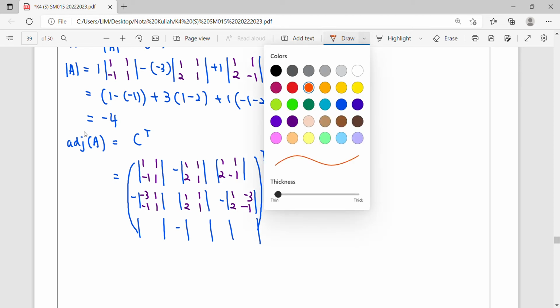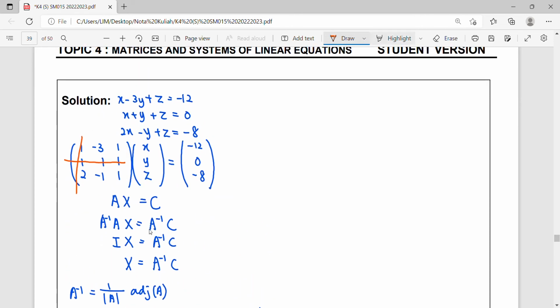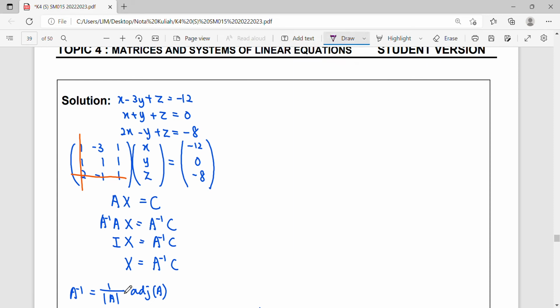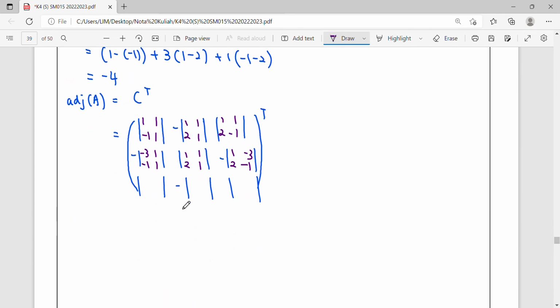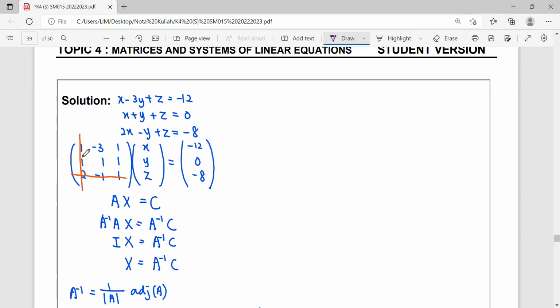Lastly, we go for minor 3, 1. Minor 3, 1, eliminate row 3, column 1. It will give us negative 3, 1, 1, 1. Copy and paste here. Then this one starting in, going to out, last here. So vertically, the numbers that haven't cancelled out here are 1, 1.